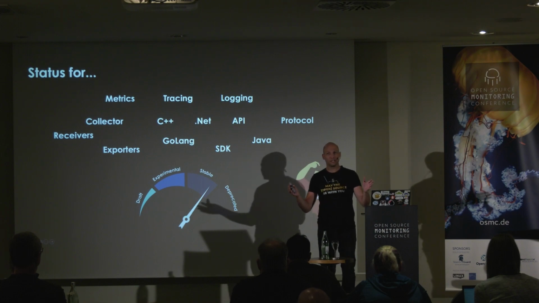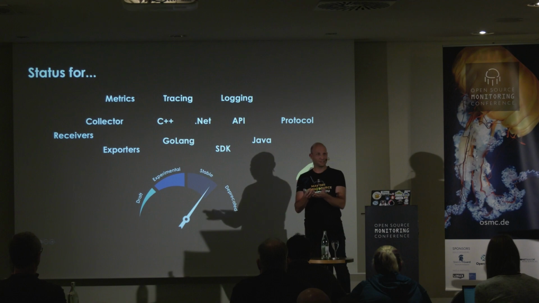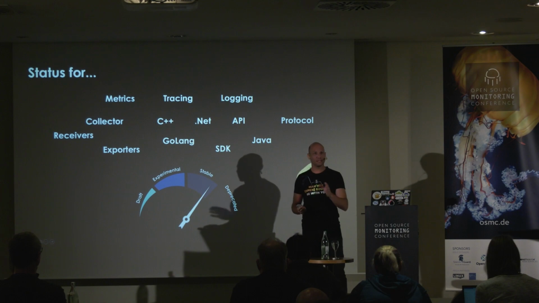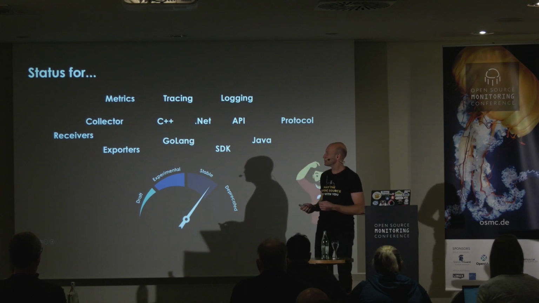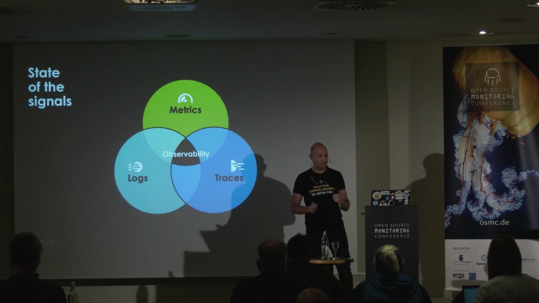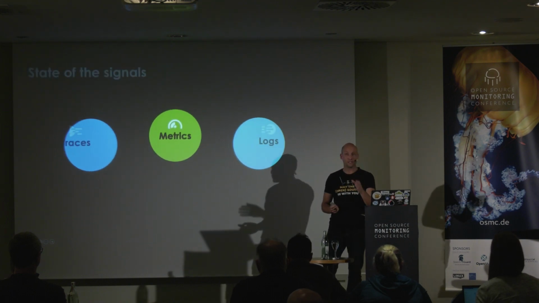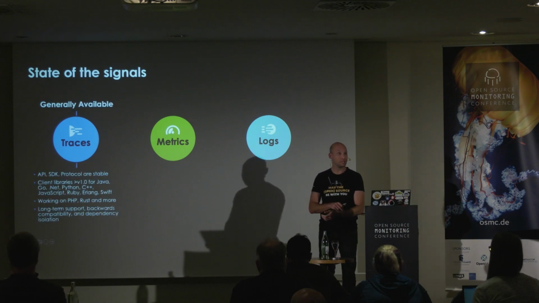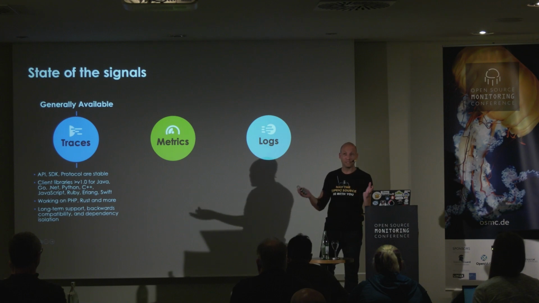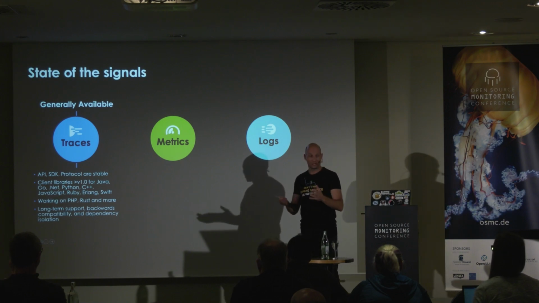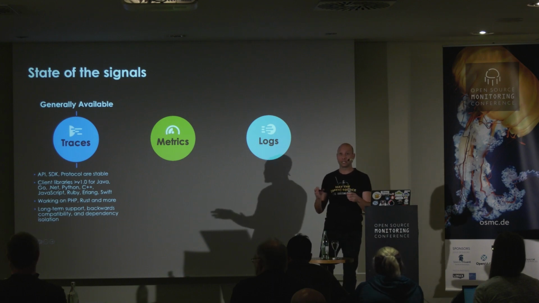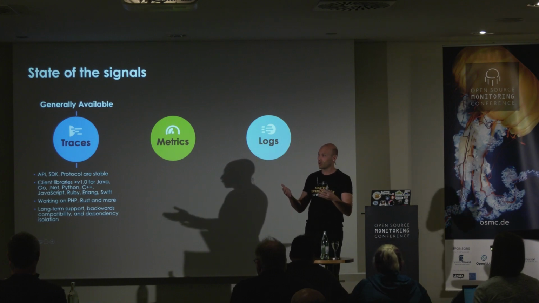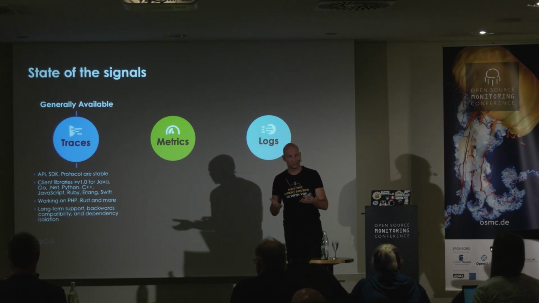And okay, so you'll say, Dotan, we understand that it's complex, but still, what's the state of the project? And I'd like to answer that based on the signal types that we talked about. And the first signal that I would like to talk about is traces, the most mature signal of all, that's already generally available since last year. And that means that the API, the SDK, the protocol are stable. There are lots of client libraries in multiple languages, as you can see here, that are already version 1.0 or above. 1.0 meaning that the tracing implementation is complete.